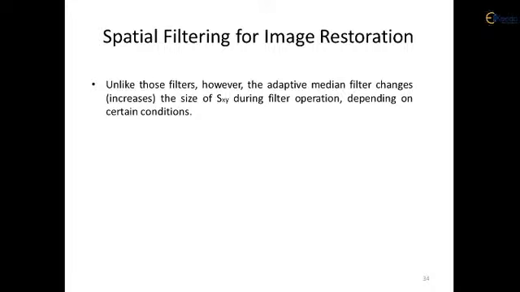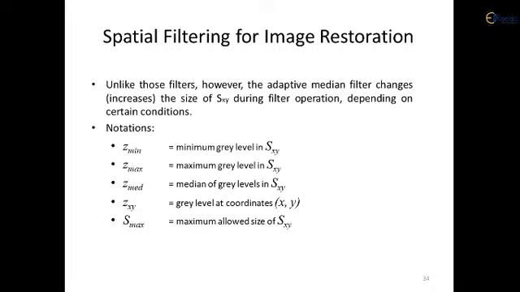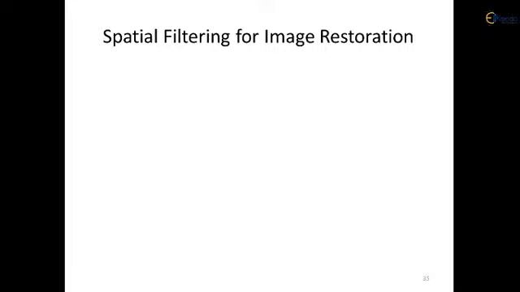For the mathematical description, or better, the steps of this type of adaptive median filtering, we can consider a few notations that we shall use. Z min denotes the minimum gray level in the neighborhood S of x comma y. Z max is the maximum gray level. Z med is the median gray level. Z xy is the gray level at the coordinate x comma y. S max is the maximum allowed size for the neighborhood dimension. So when we have the adaptive type of median filtering, we can set a few steps here.